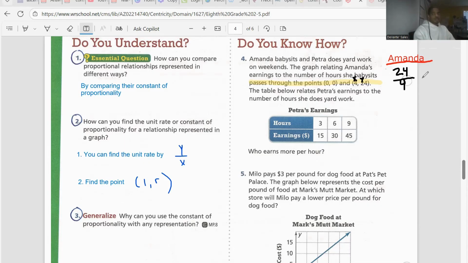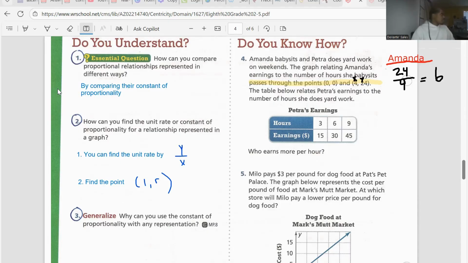What's 24 divided by 4? So I'm assuming she earns about $6 per hour. Okay, so we found Amanda's. Here's Petra's. Looking at the table, can somebody tell me what Petra's earnings per hour is? It's 5. How did Abby get 5?